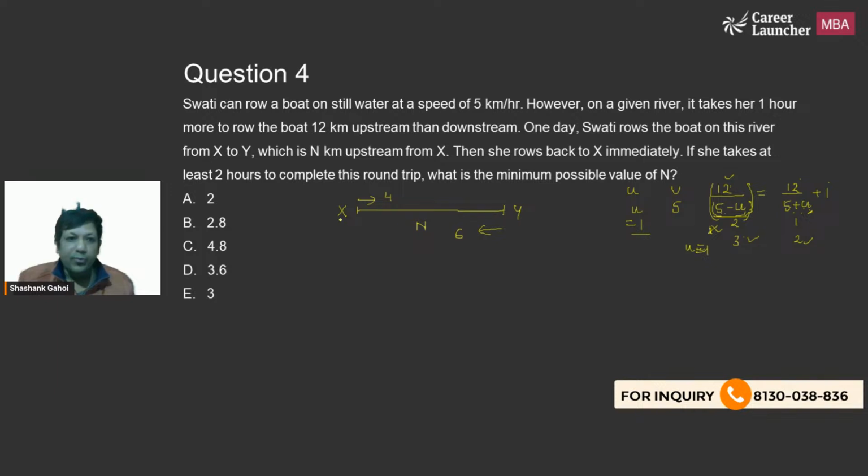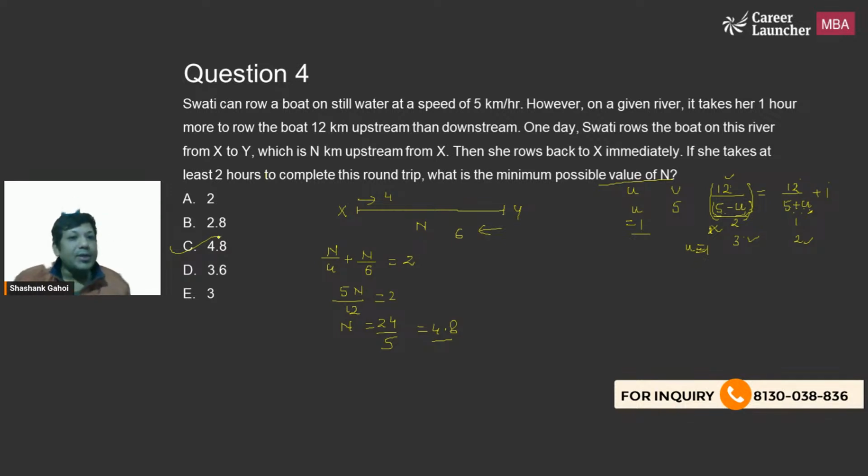And in the total trip, what is the time taken? At least 2 hours. The question is talking about what is the minimum possible value of n, so I am going to take the time as equal to 2 hours only. So n upon 4 plus n upon 6, that is the time taken, and that is equal to 2 itself, right? So it is going to be 5n upon 12, and that is equal to 2. So n comes out to be 24 upon 5. So the smallest value of n is going to be 4.8, and that's the answer.